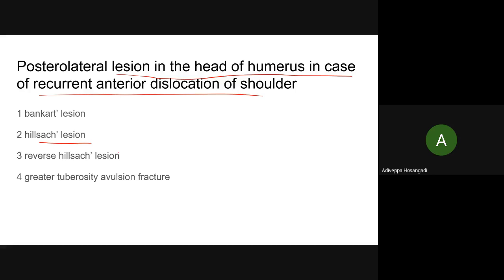Okay, reverse Hill-Sachs lesion, please remember, is seen in posterior dislocation, recurrent posterior dislocation, which is very rare. Please don't get confused. It is not essential, but if you can remember, it is very good. Hill-Sachs is in recurrent anterior dislocation, recurrent posterior is reverse Hill-Sachs. Okay.